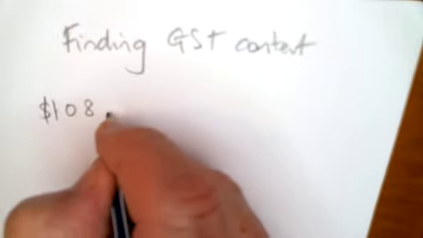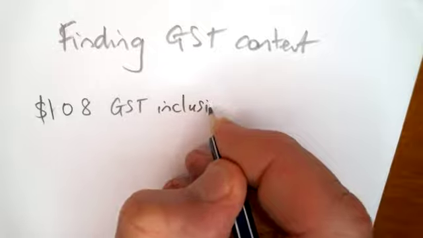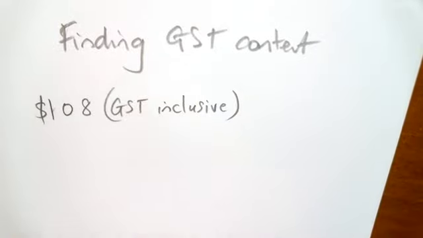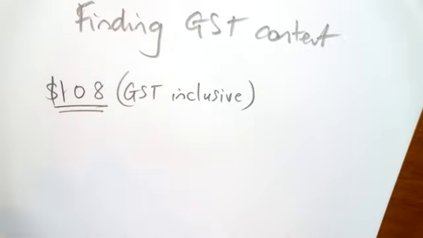includes GST. So I'll put GST inclusive, I'll write the whole word out. There it is. And we want to find out, well, $108, how much of the 108 is actually GST? So we're going to remove the GST first, that's step one, and then we're going to subtract the new amount from 108. So let's do that.